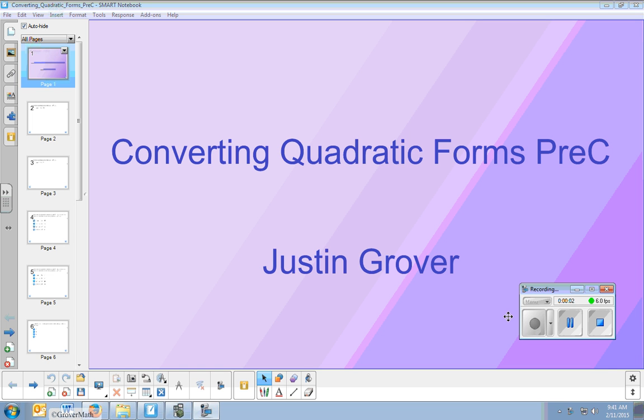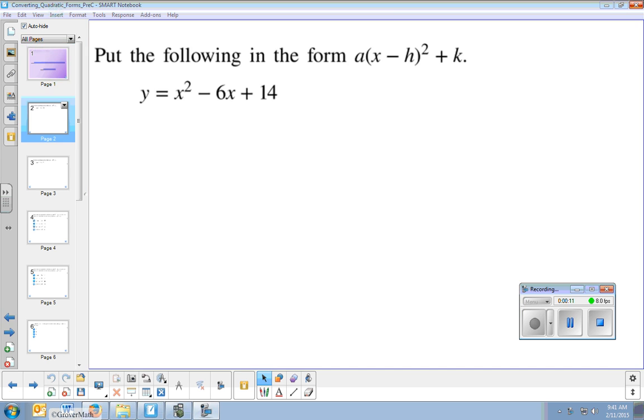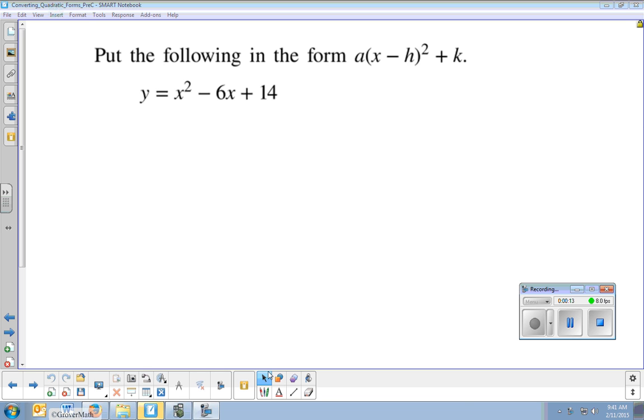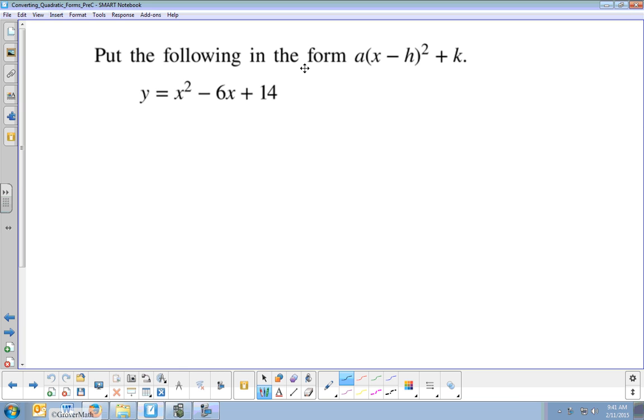Converting quadratic forms, pre-calculus, pre-college math. This is really an extension of the completing the squares video, the previous video. So what we're asked to do is to put the following quadratic into this form.